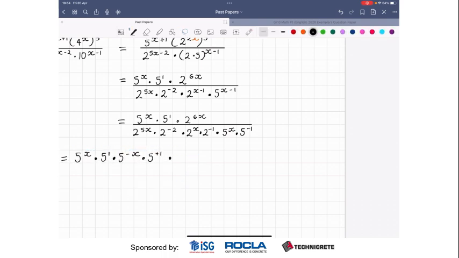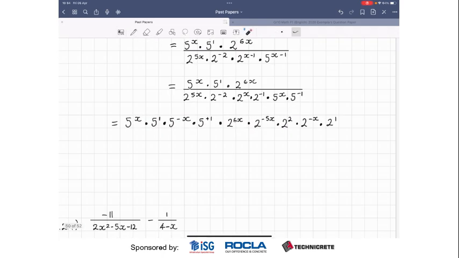So this is 2 to the positive 6x, which stays the same, that was in the numerator. And then all the denominator ones are going to be negative. So I've got negative 2 becoming positive 2. I've got x becoming negative x. And I've got negative 1 becoming positive 1. And now I can just add all the exponents with like bases together. So I'm just going to have 1 base 5. And I have x minus x is 0x. And I've got 1 plus 1. So that's positive 2 for the 5.